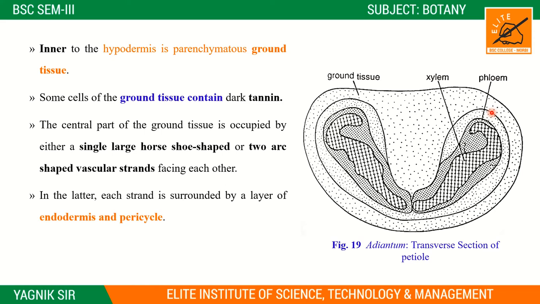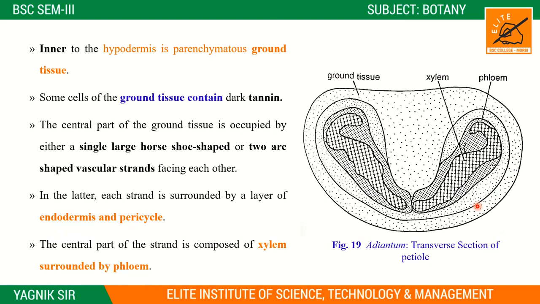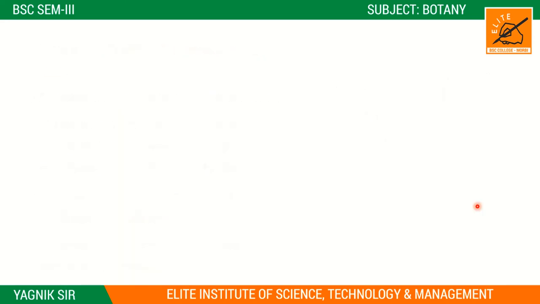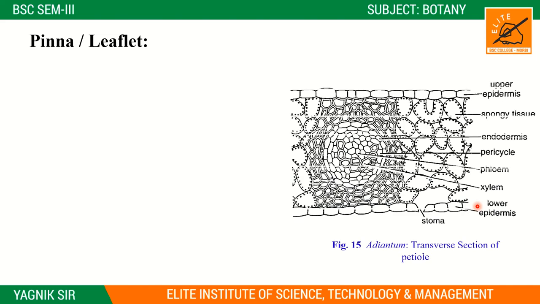In the latter, each strand is surrounded by a layer of endodermis and the pericycle, right? Here, not individually, but all are covered with endodermis and the pericycle. And the central part of the strand is composed of the xylem and the phloem. Here the xylem is surrounded by phloem. Xylem is present on the inner side and the phloem on the outer side. So the last internal structure is called the pinna, right? And this pinna is also called a leaflet. This is the structure of the transverse section, right?